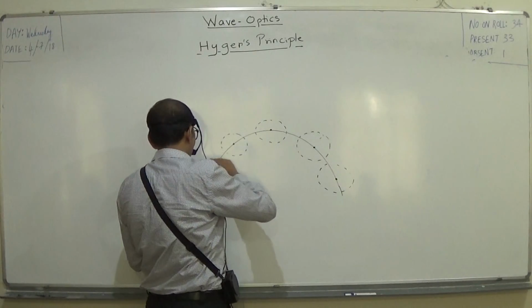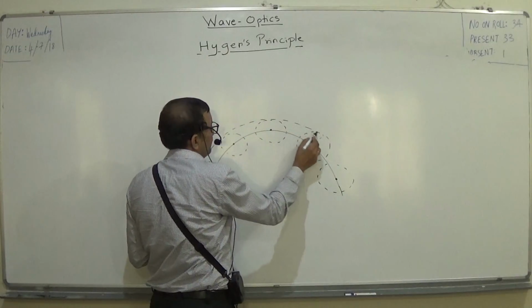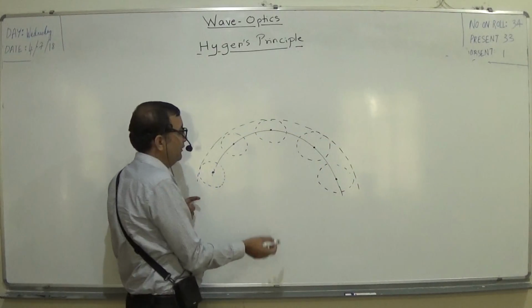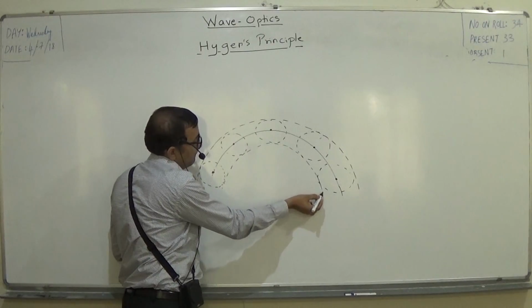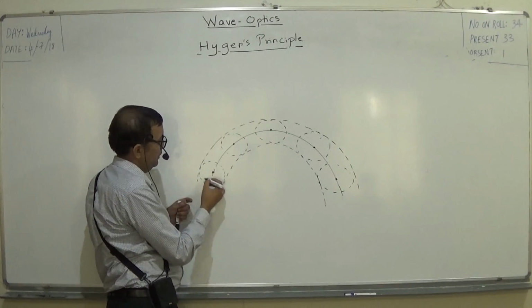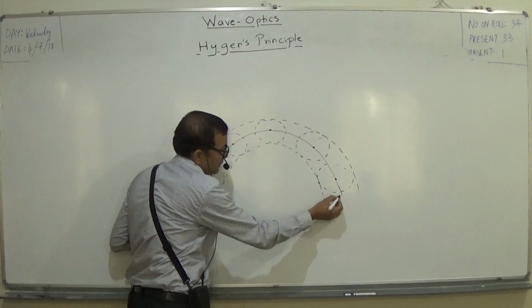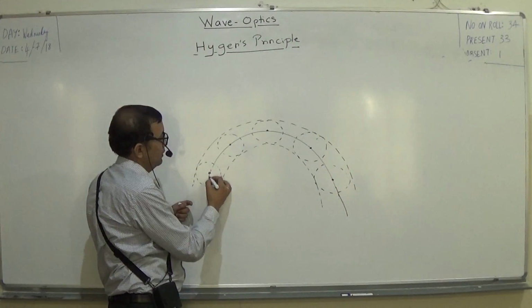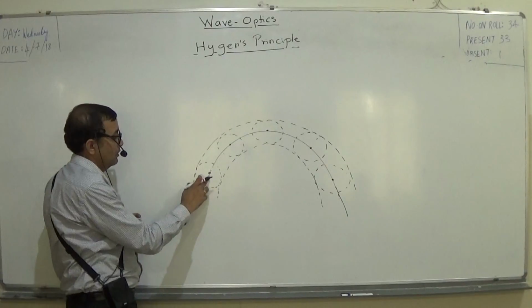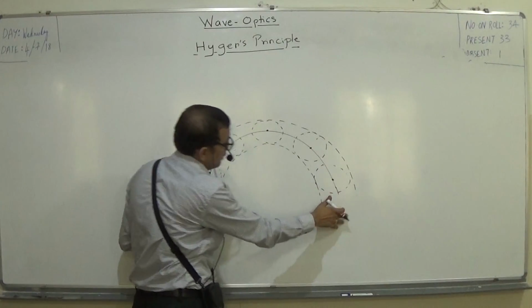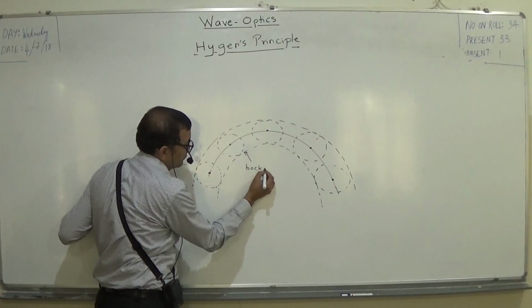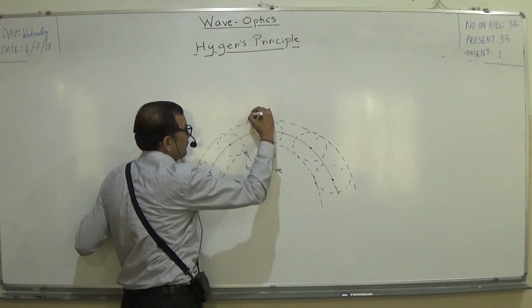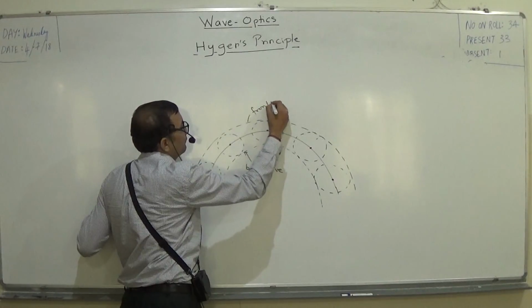Another sphere. Fine. One will be this, and another will be inner also. One is past, one is future. No, draw this first. This is called the back wave. This is the front wave.